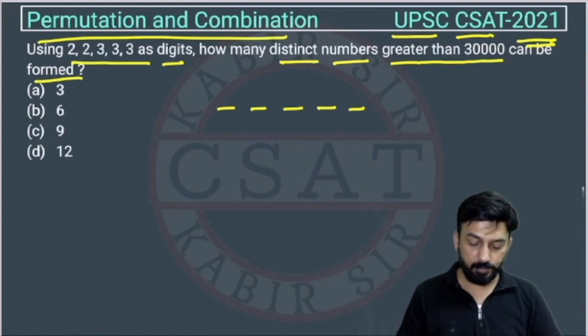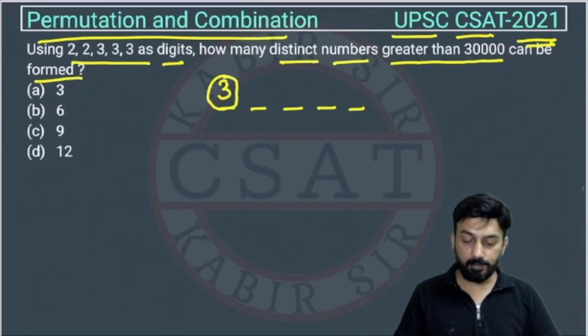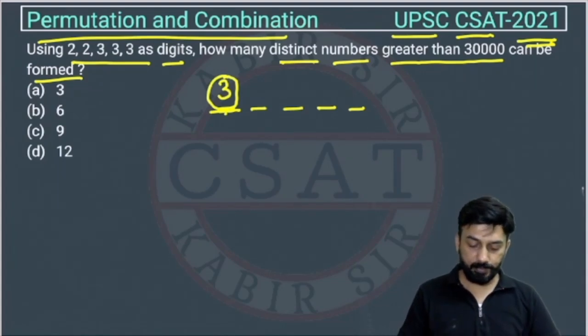And the number should be greater than 3000. It means the 3 will come here, because we need a number greater than 30,000, not 3000. So this place is fixed. The 3 will come here. Now we are left with 4 places and 4 digits.